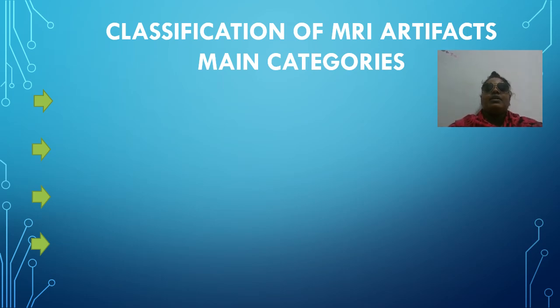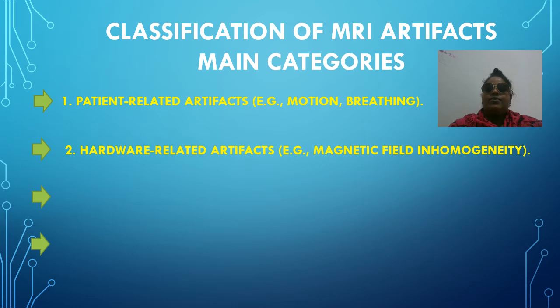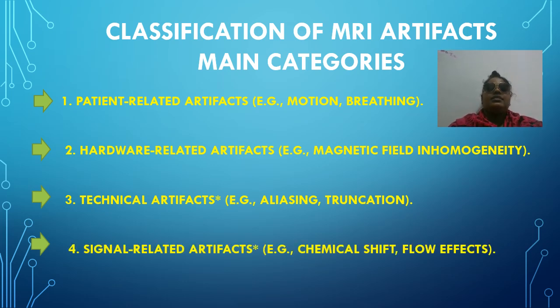Classification of MRI artifacts and the main categories. Patient-related artifacts, for example motion and breathing. Hardware-related artifacts, for example magnetic field inhomogeneity. Technical artifacts, which usually happen, for example aliasing and transfunction. And signal-related artifacts, chemical shift and flow.